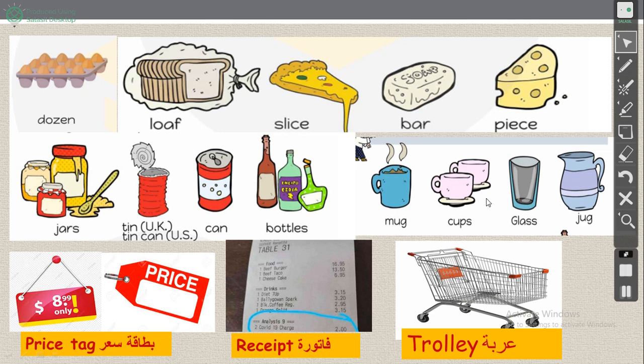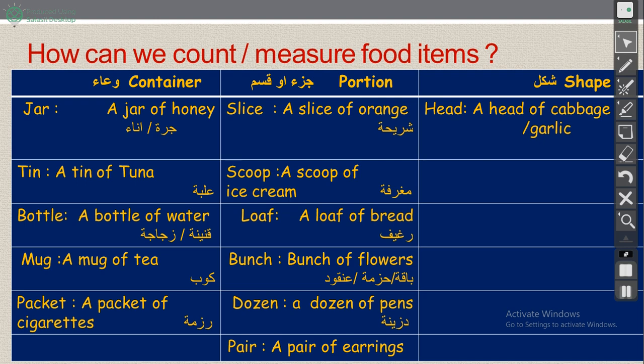Let's see. Our lesson is the answer to this question: how can we count or measure food items? What's the meaning of count? يعد. Measure يزن أو يقيس. How can we count or measure food items? But before that, we should know some words. We should know the container. The container means وعاء. Okay? Let's see the video, then I will continue explaining.